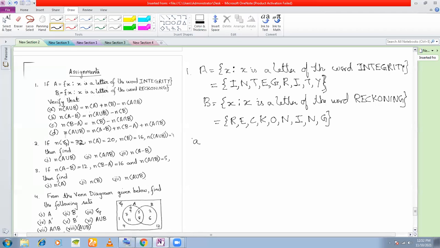First question is verify that cardinality of A union B is equal to cardinality of A plus cardinality of B minus cardinality A intersection B. Okay, so let's first write the set A union B. If you see the set A union B, what is the set A union B here?